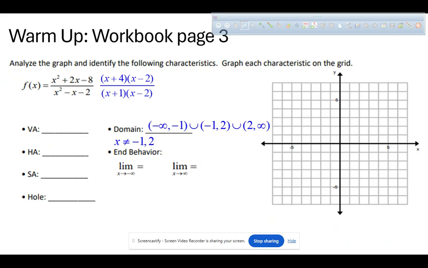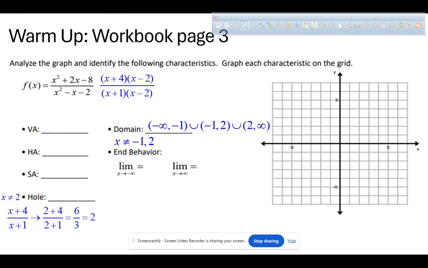All right, after we factor, after we find the domain, then we do the hole. Because if you do the hole first, you're going to miss part of the domain. Okay, so the hole happens when something cancels out. In this problem, what cancels out is the x minus 2, the negative 2. And so I rewrite the equation without that x minus 2.